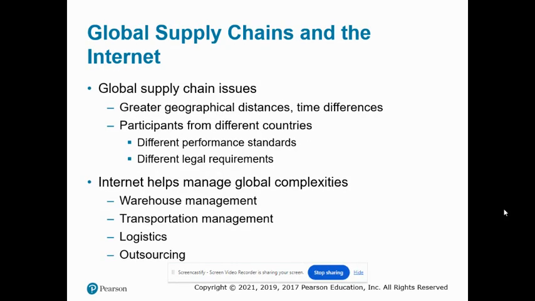We review the additional complexities experienced by global supply chains. Today's apparel industry relies heavily on outsourcing to contract manufacturers in China and other low-wage countries. Apparel companies use the web extensively to manage their global supply chain and production issues.